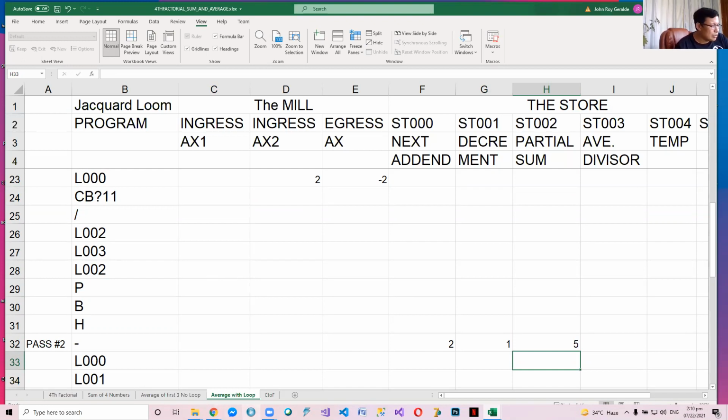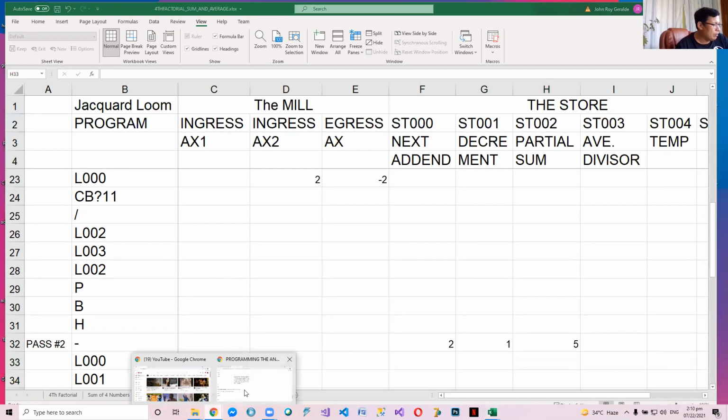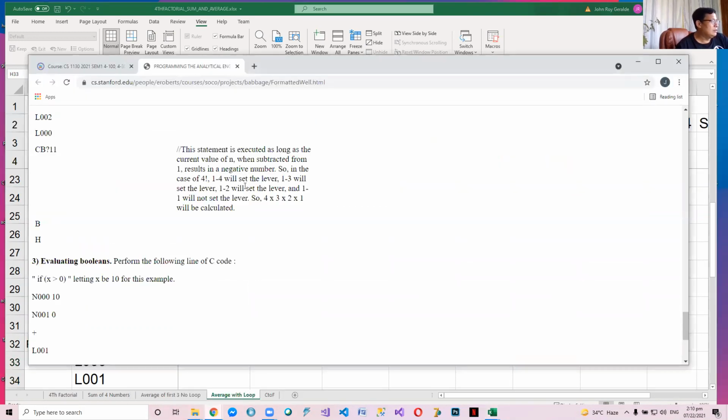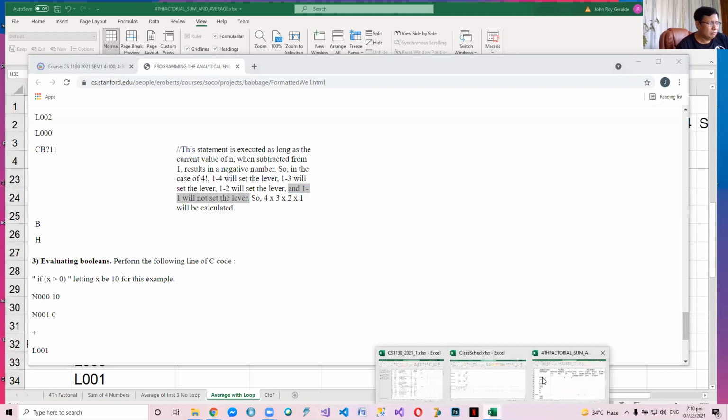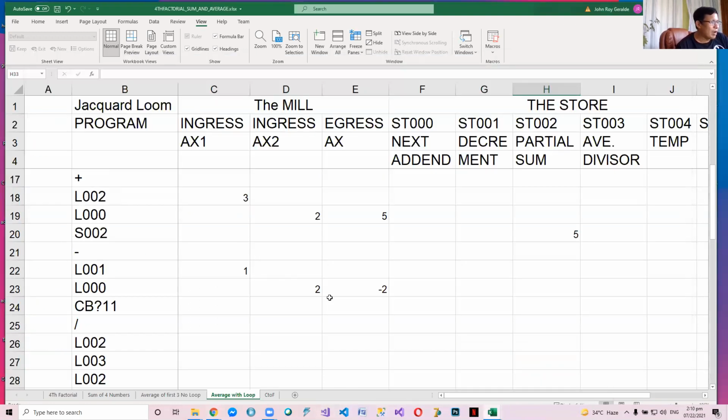Okay, let's look at the example. 1 minus 4 will set the lever. 1 minus 3 will set the lever. 1 minus 2 will set the lever, but 1 minus 1 will not set the lever. Do you follow? So, in this example, we have 1 minus 2, it will set. Right? Because it will not only set if it's 1 minus 1. Do you follow?